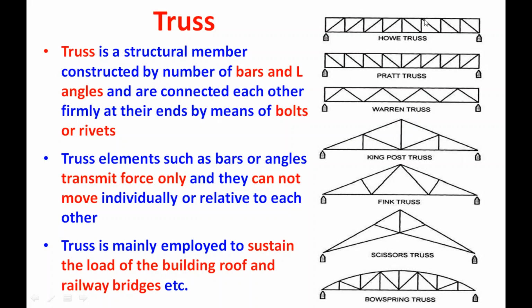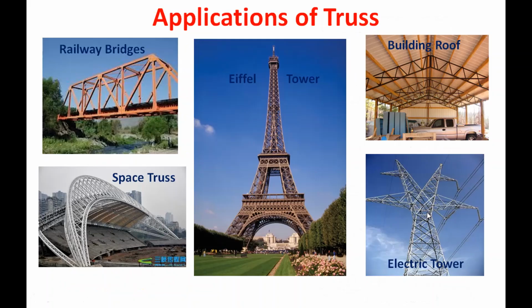We are not going to discuss the types of structure and how the truss is constructed. We are going to see the stress analysis of the truss. So these are some applications. Railway bridges are made of trusses. The Eiffel Tower is the best example of a truss.